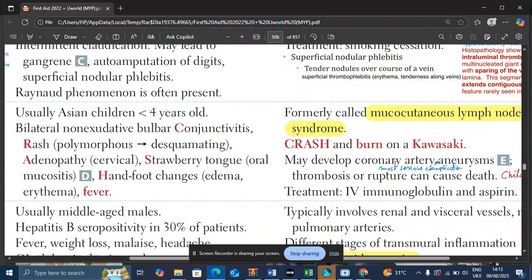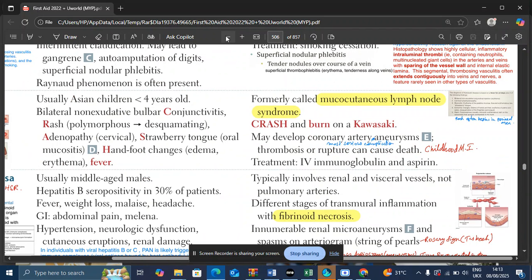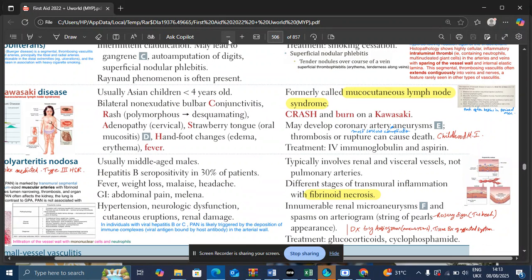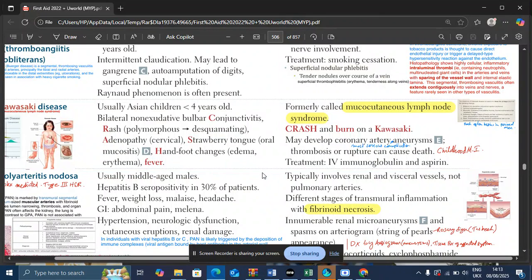One very important complication related to Kawasaki disease is coronary artery aneurysm, which can lead to thrombosis and rupture of the coronary artery aneurysm and can cause death. You should remember this important complication. How do we treat a patient with Kawasaki disease? We usually treat with IVIG, that means IV immunoglobulin, and aspirin.